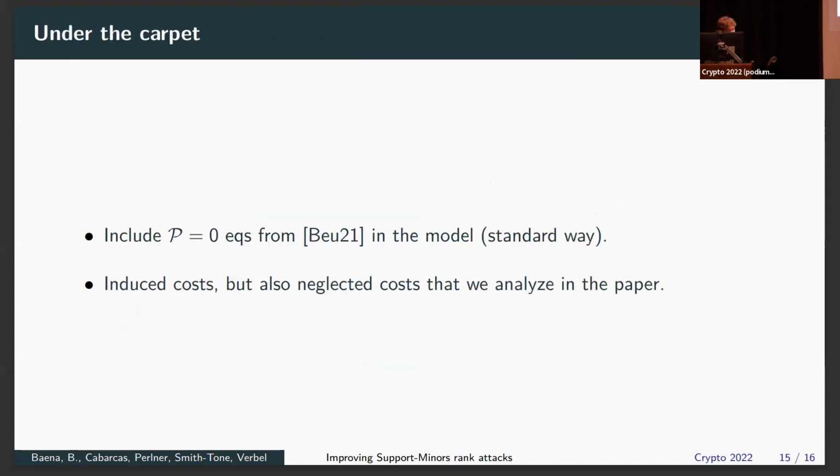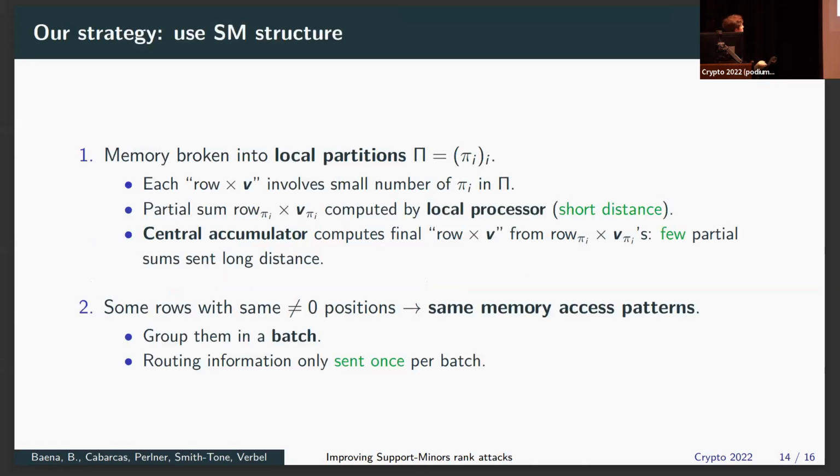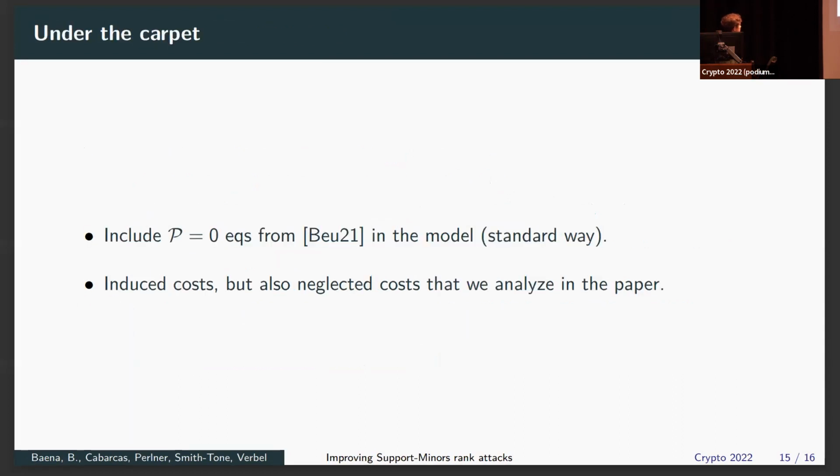There are things that I don't really have time to discuss. The attack by Bellanger also uses the p=0 equations, which are not min-rank equations, which are simply equations which come from the public key of Rainbow. And we show how to include them in the model. In fact, they are very helpful because from a memory point of view, they are tackled by only one local processor. So here, there is no need to gather the partial sums by the central accumulator.